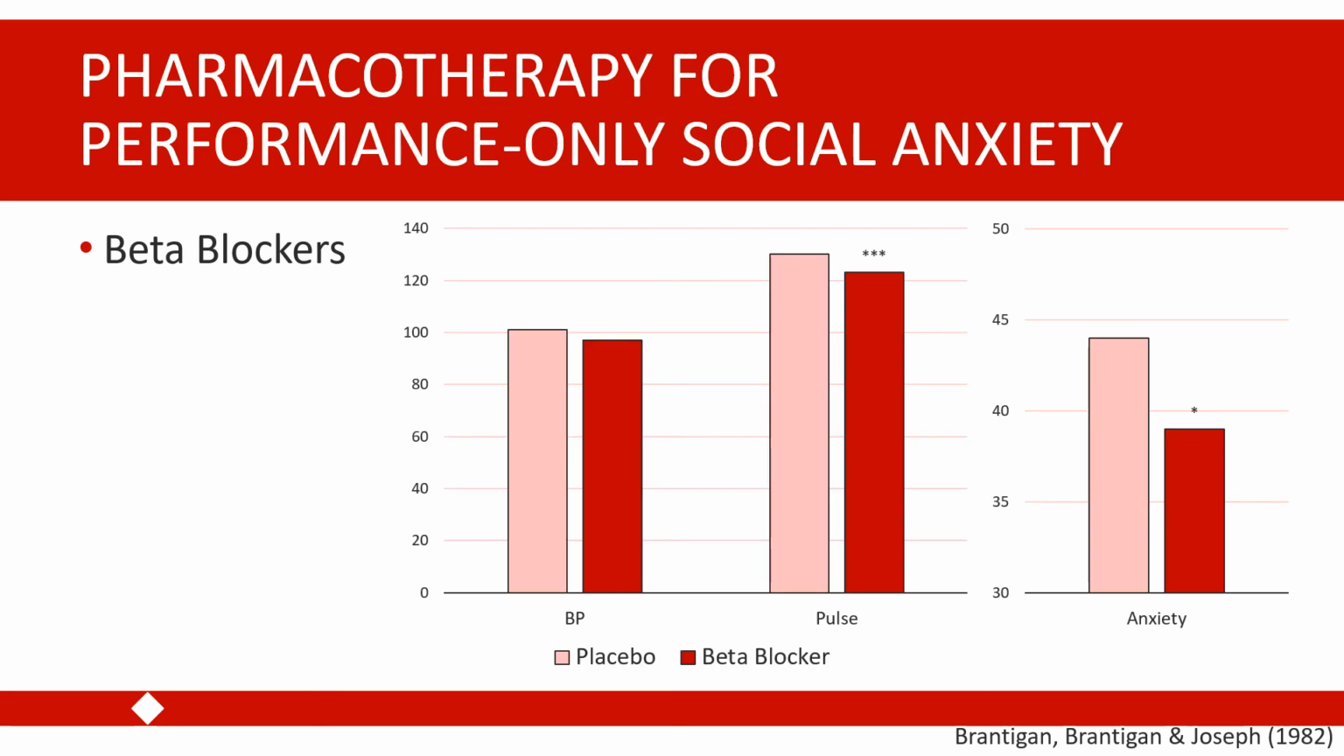So here are findings from a very early study of the use of beta blockers for treating performance-only social anxiety. This was a study of 29 musicians. This was a randomized controlled trial. And here we are seeing a comparison between a group that received a placebo and a group that received a beta blocker before giving a musical performance. You can see that the blood pressure of the group that received the beta blocker was slightly lower than that of the group that received the placebo. That difference was not significant.